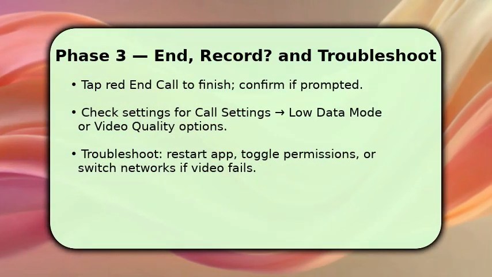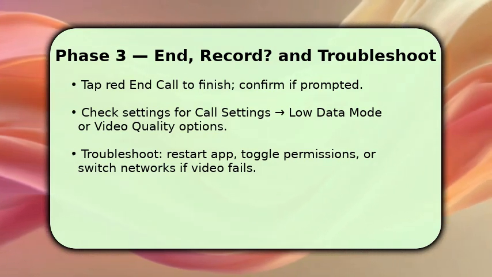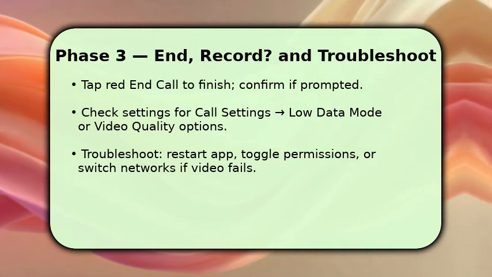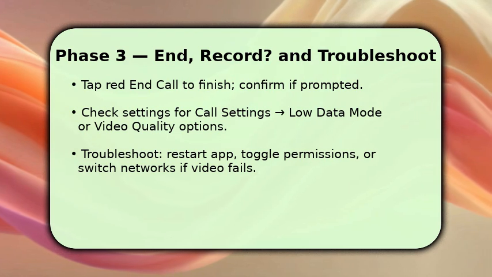To finish, tap the red End Call button. Confirm if your device prompts for permission. If you need a different quality or to save data, go to Settings, then Storage and Data. Use less data for calls or adjust video settings.